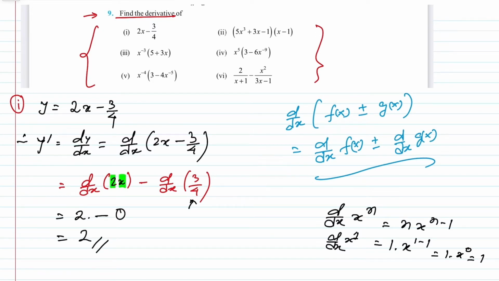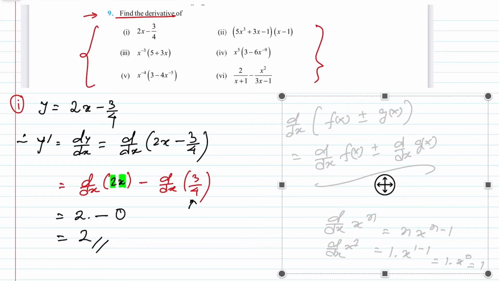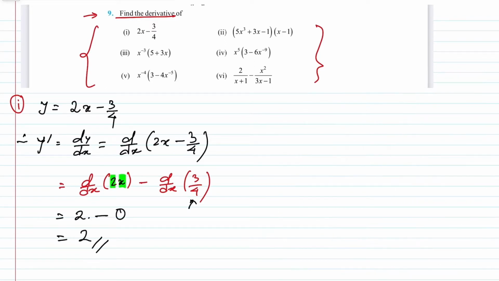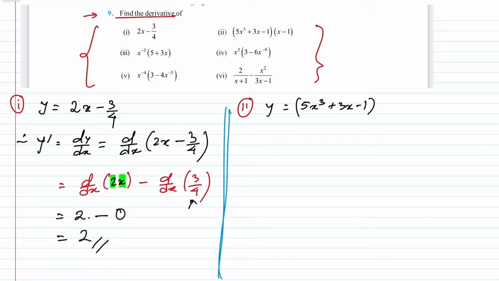Okay, that's very simple. So now the next one is number 2. On the right hand side, let me show you: 5x cube plus 3x minus 1, and x minus 1.